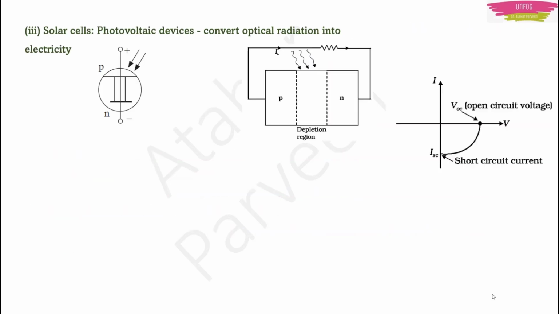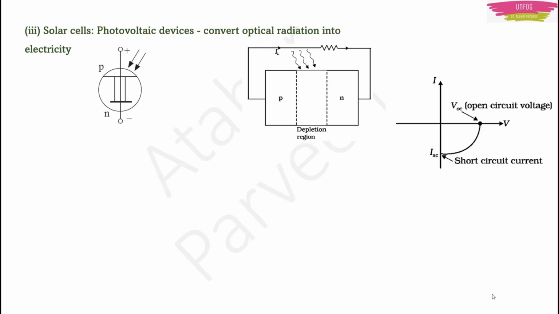Okay, next are the solar cells. These solar cells come under photovoltaic devices. They convert optical radiation into electricity. But then you will say, madam, even a photodiode is also converting optical radiation into electricity. I agree with you. A solar cell is the same as a photodiode.